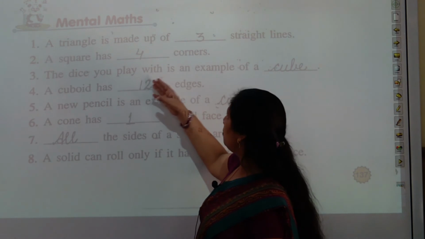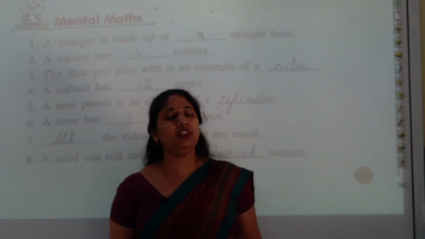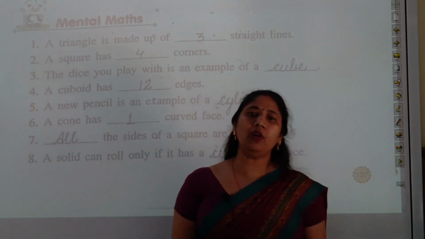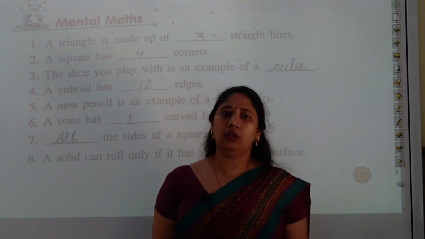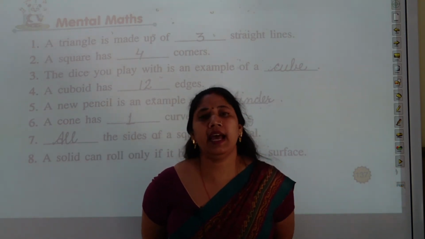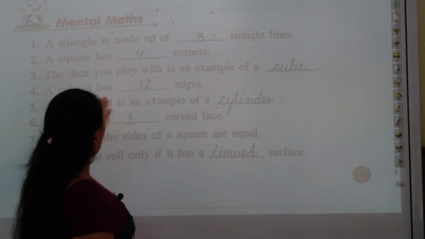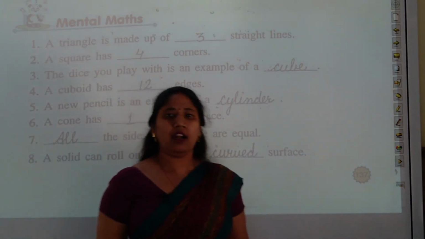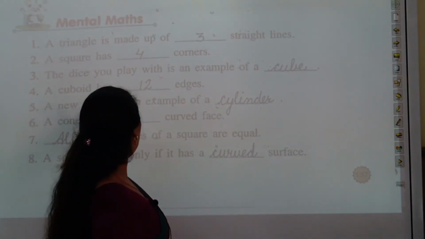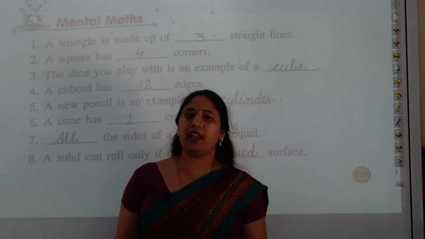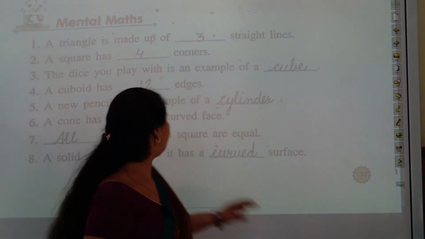The dice you play with is an example of dash. You have to play with your dice. So that is an example of a cube, because all the sides are equal and it has 6 faces. Very good. A cuboid has dash edges. A cuboid has 12 edges. A new pencil is an example of a cylinder.